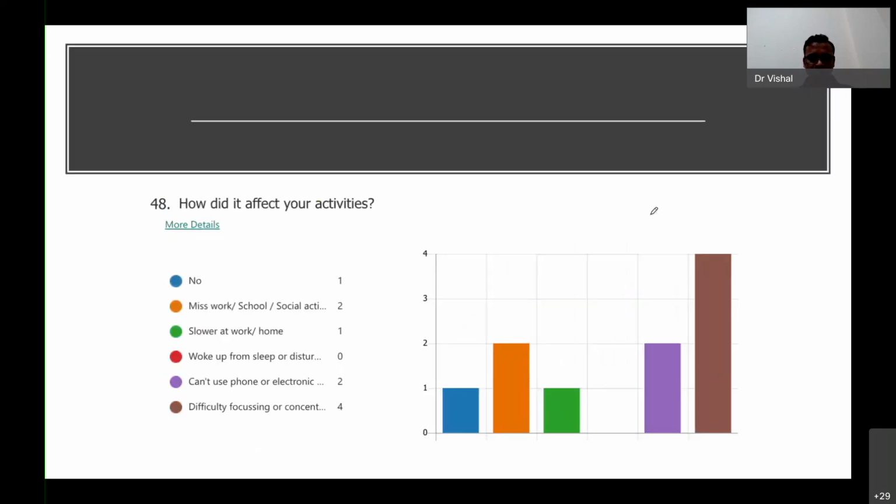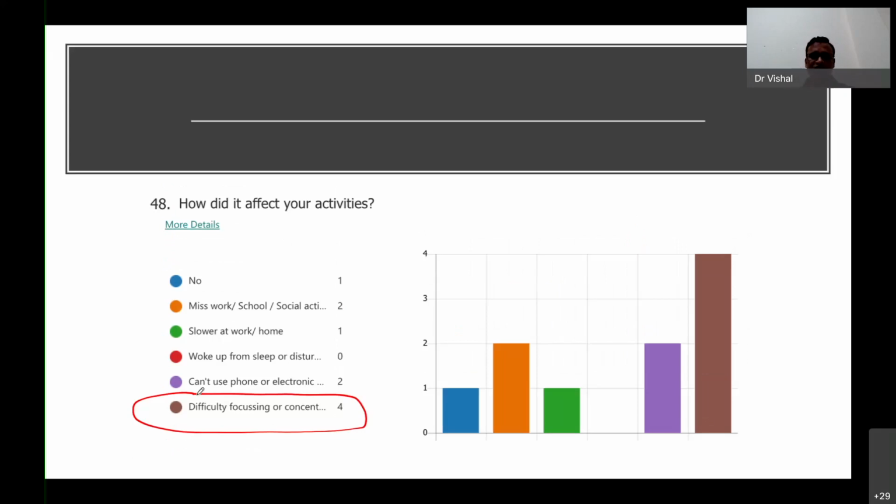And how did it affect the activities? This symptom is very important. Difficulty in focusing and concentrating is a very important symptom of vestibular migraine or visual vertigo. So it's very important that we try to find any clue in this patient to treat them as vestibular migraine, and then their underlying disorder will also improve. That's what I have done in these patients.